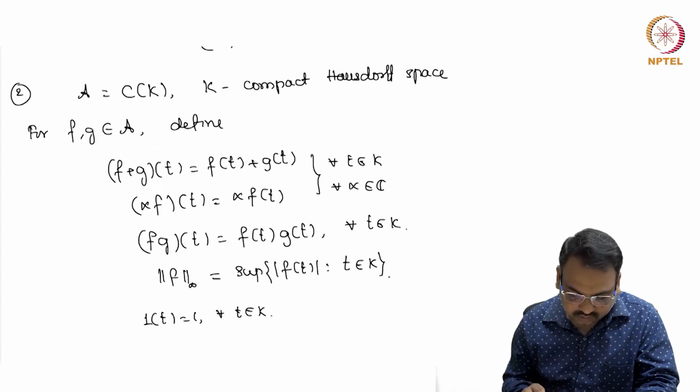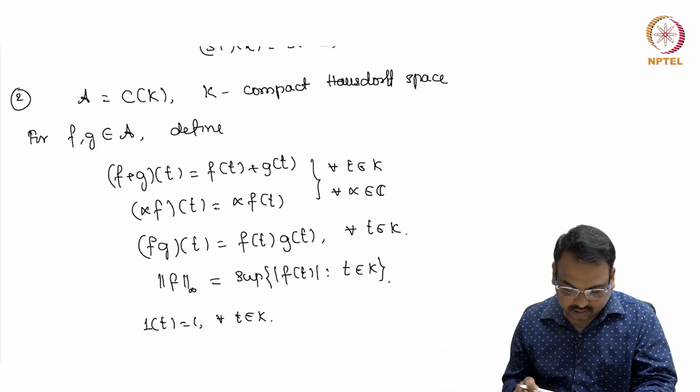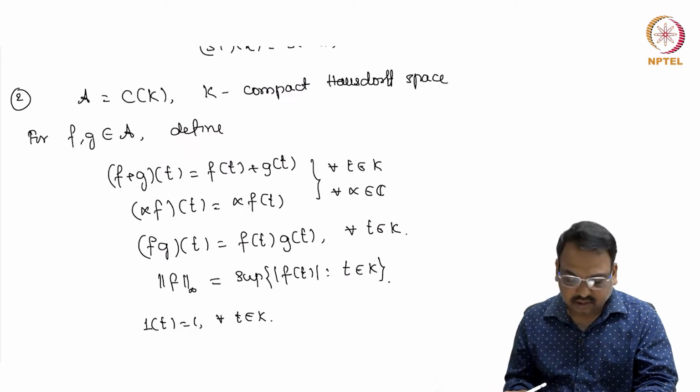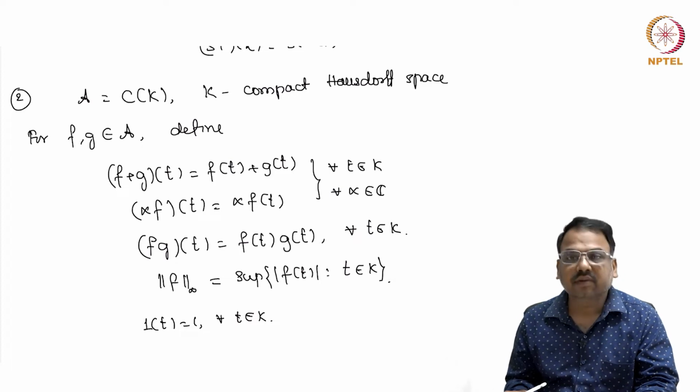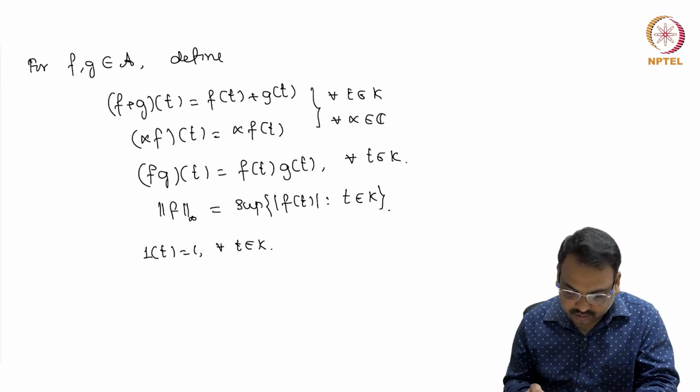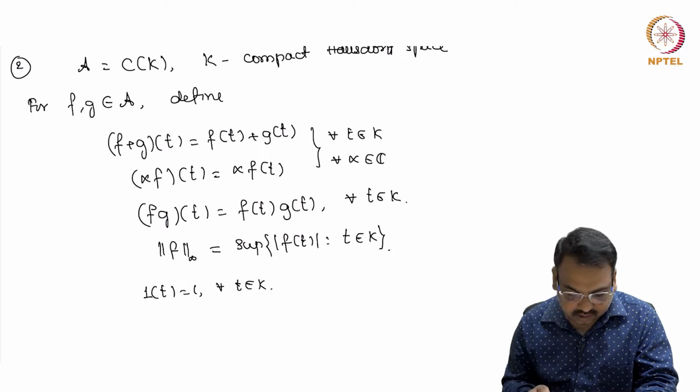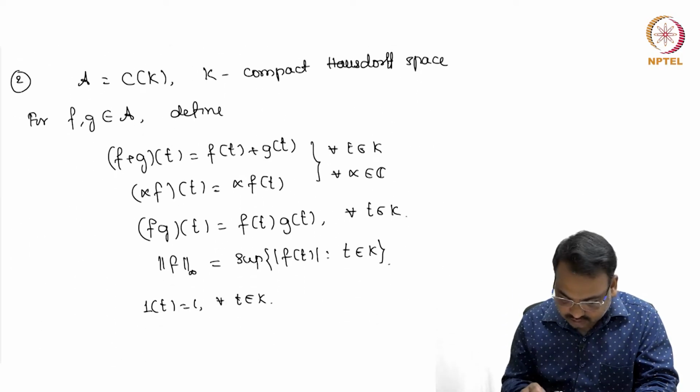In fact, we can show that any commutative unital Banach algebra is a subalgebra of C(K). That we will be looking at at a later stage. So these are the two important Banach algebras.